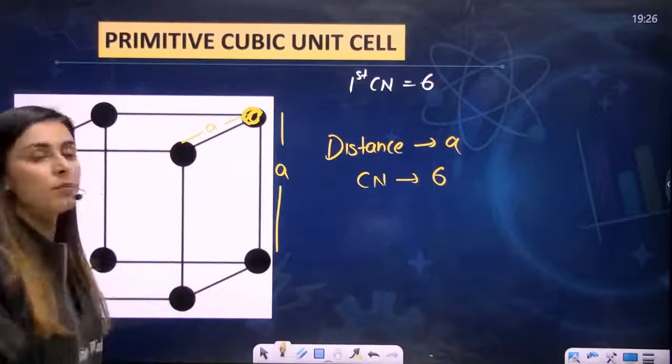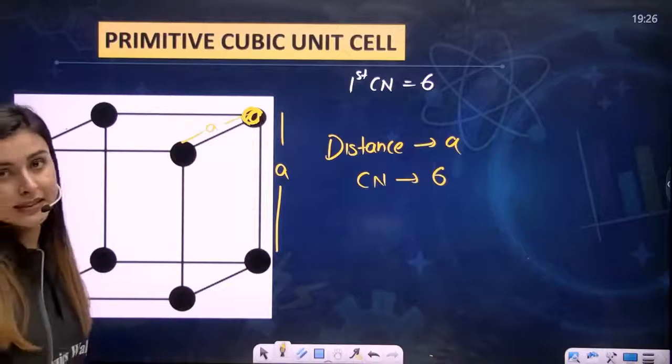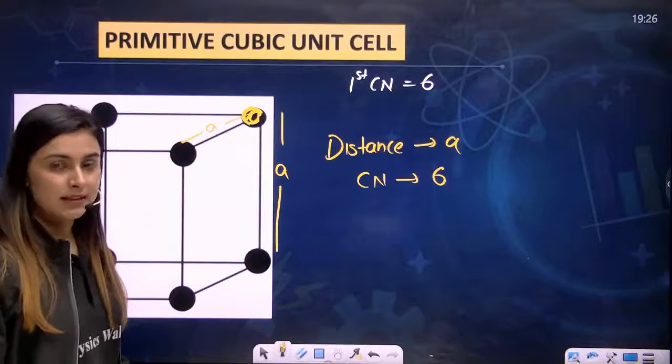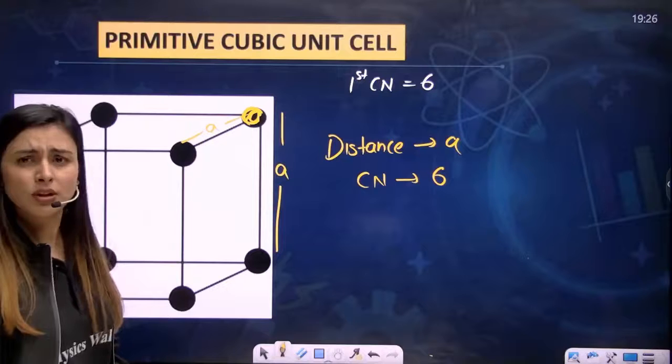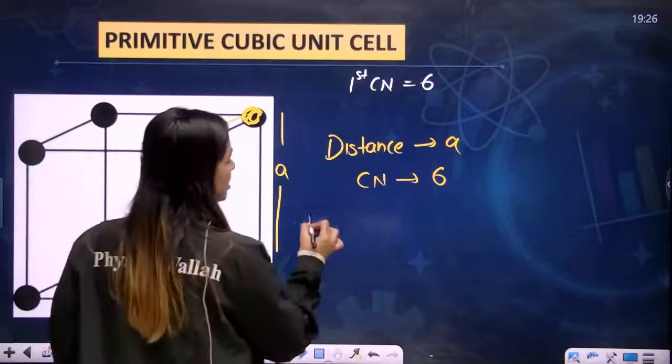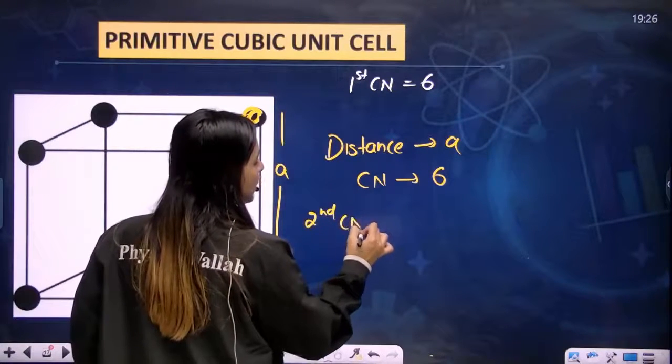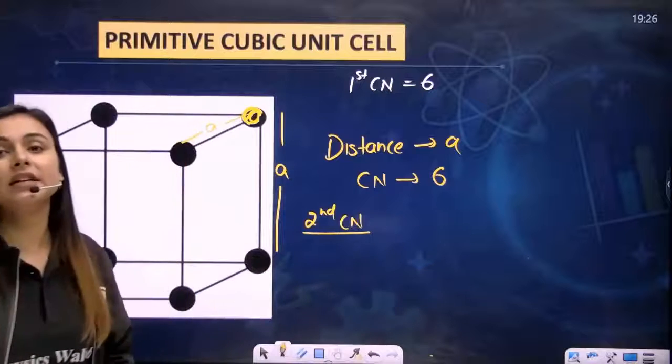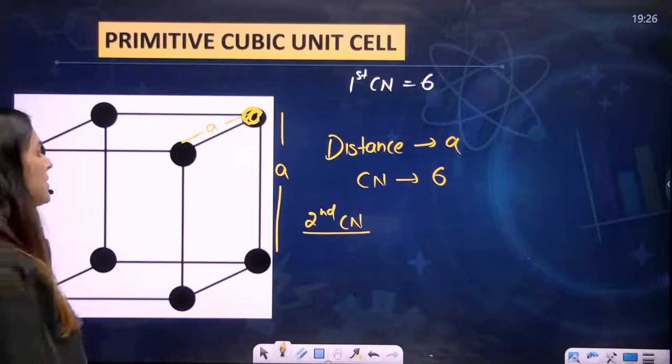So the coordination number came out to be 6. See, so easy, right? Let's talk about something else. Let me ask you the second coordination number. You need to find out the second nearest distance in it. What is the second nearest distance?